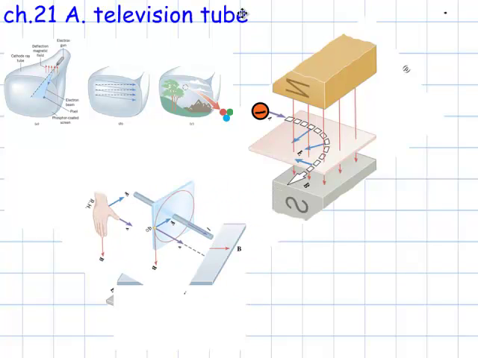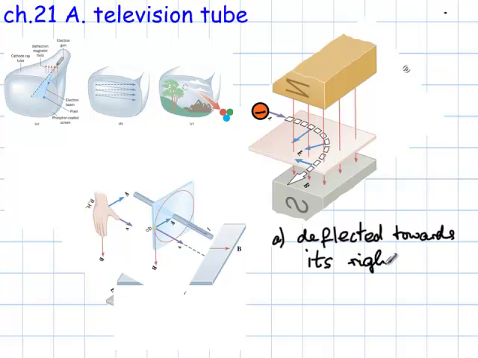the answer is that it is deflected towards its right. And if we look at the electron in a television tube, that makes sense here as well.